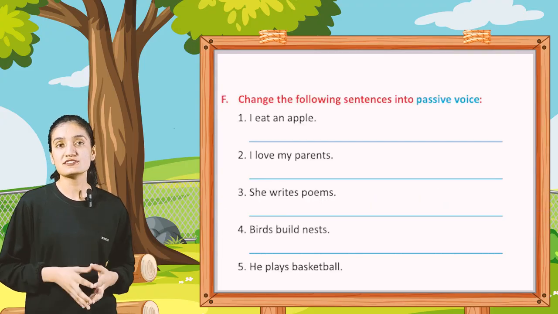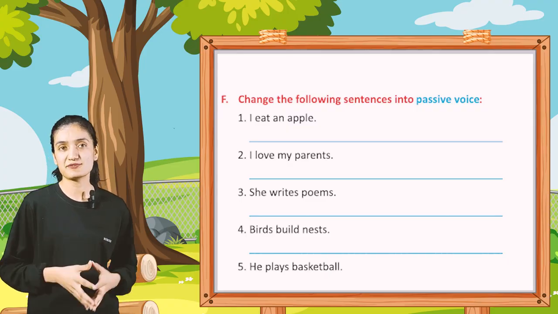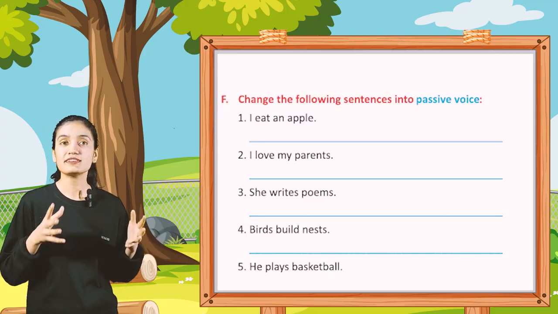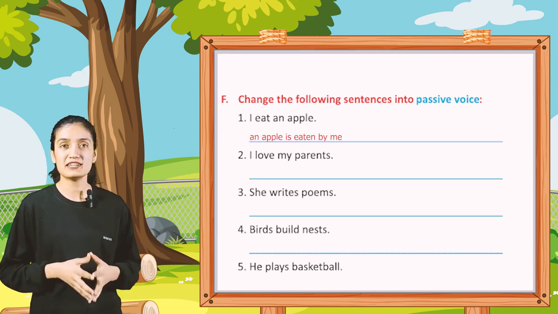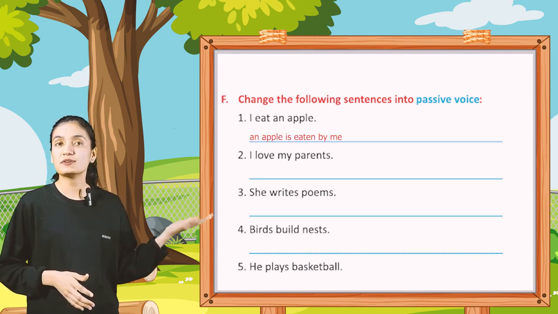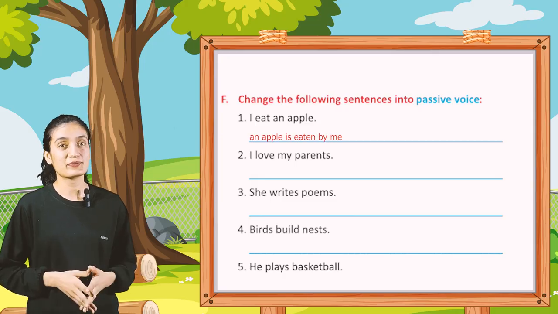Part F. Change the following sentences into passive voice. First, I eat an apple. An apple is eaten by me. So in this way, do the rest sentences on your own.